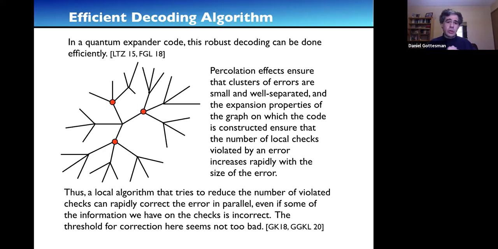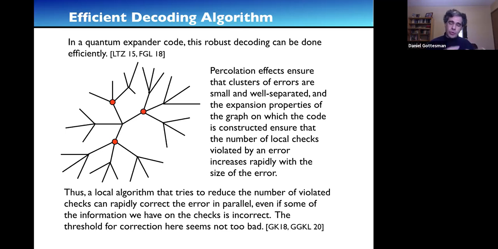And there's some work trying to understand, suppose we have an expander code, a quantum expander code. What does it actually mean in terms of numbers of how well we can correct errors? What does the error rate have to be? And it turns out that the threshold for correcting errors is pretty good. It's on the order of a few percent.